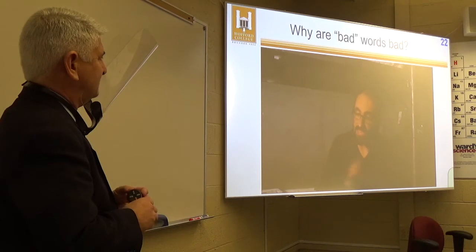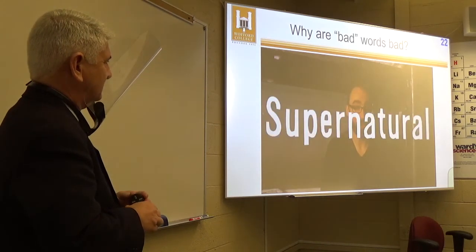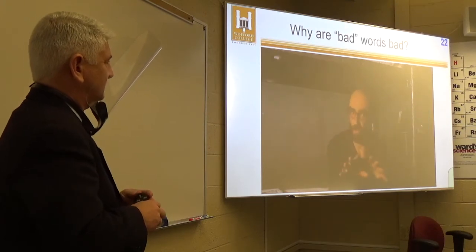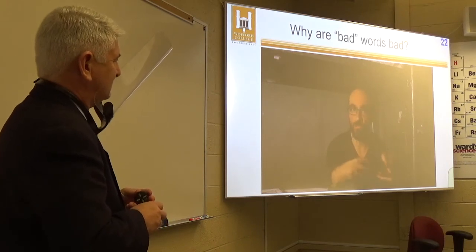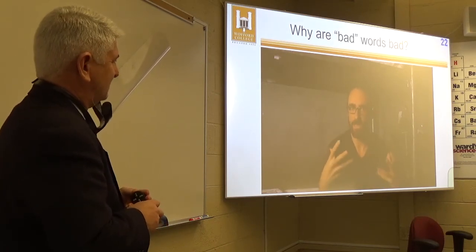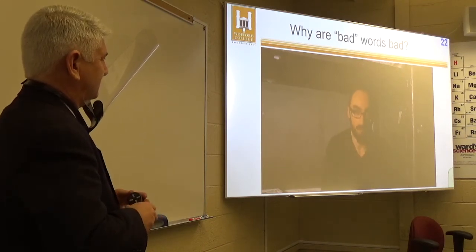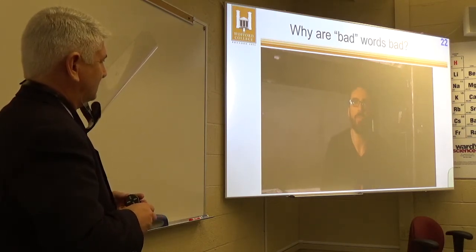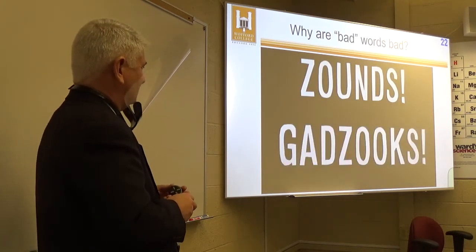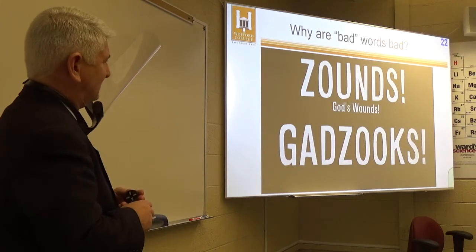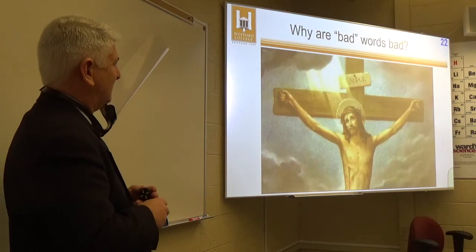Now, if that disfavored person is God, we're talking about supernatural swearing, which was particularly taboo in Victorian times. It was believed that casually or vaguely referring to God would physically injure God himself, literally. So, at the time, people were forced to come up with euphemisms like zounds and gadzooks, which originally meant God's wounds and God's hooks, referring to the nails driven through the hands of Jesus.